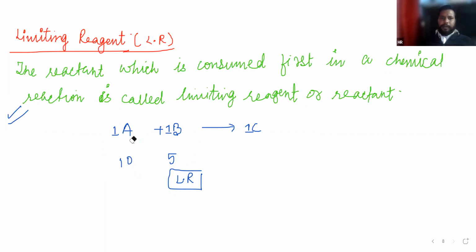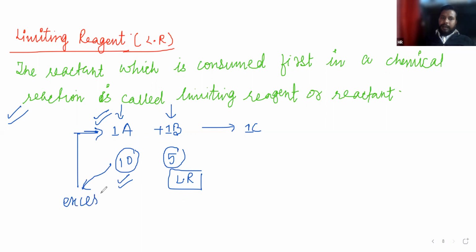If I'm telling you that for this reaction, 1 mole of A is required to react with 1 mole of B, and you have 10 mole of A and 5 mole of B, that means according to this reaction, 1 is required for 1, so 5 is required for 5. Then A will be in excess and B will be consumed.